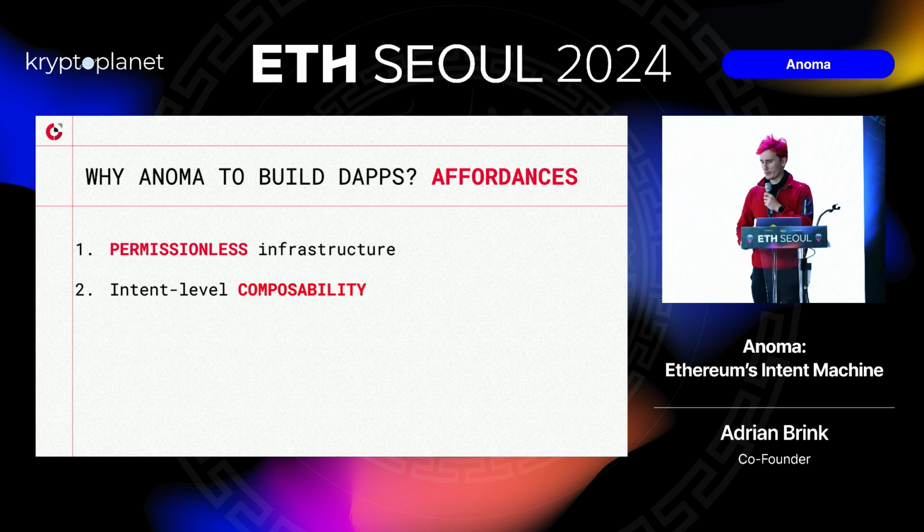And actually, before we go into this, you also get machine level composability, which means that as a user, you can treat it as one network.